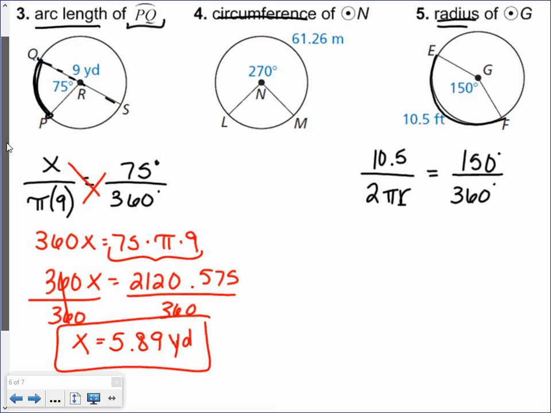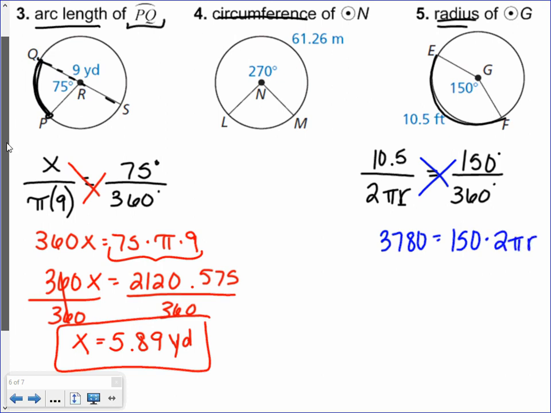Okay? Cross multiply, let's take care of this side first. What's 360 times 10.5? 3,780. Thank you. Okay, on this side you get 150 times 2 pi r.